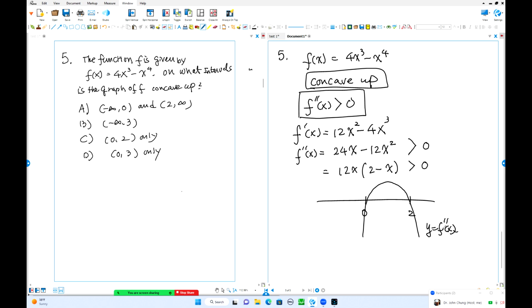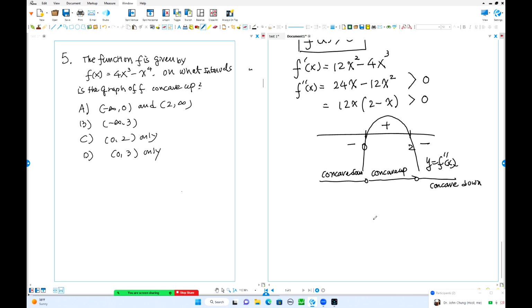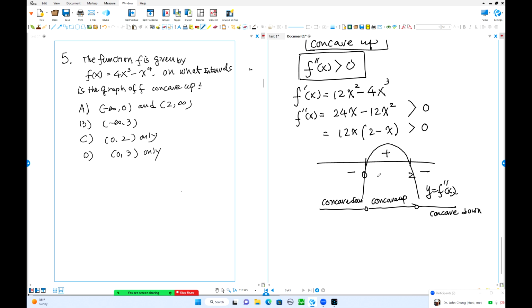From the graph of f double prime of x, which side is positive? Here it is positive, and all the other sides are negative. So up to 0, it is concave down. From 0 to 2, it is concave up. From 2 to infinity, it is concave down again. The answer is where it is concave up, from 0 to 2 only. Choice C is the answer.